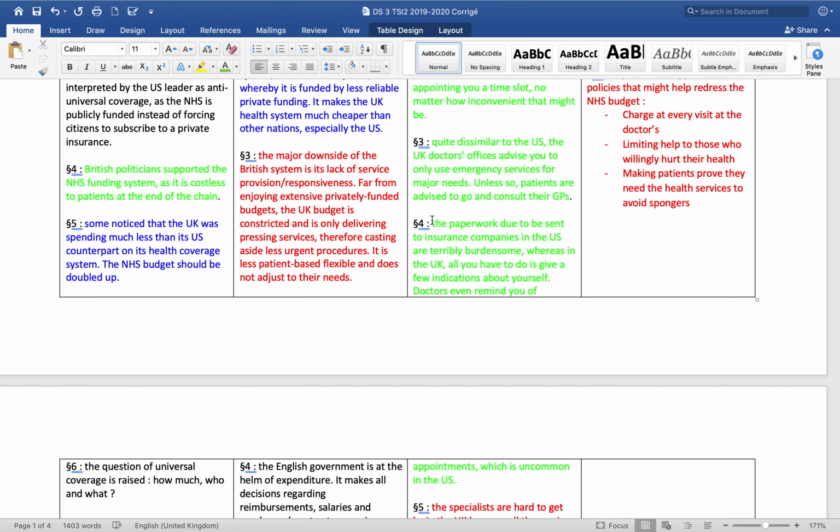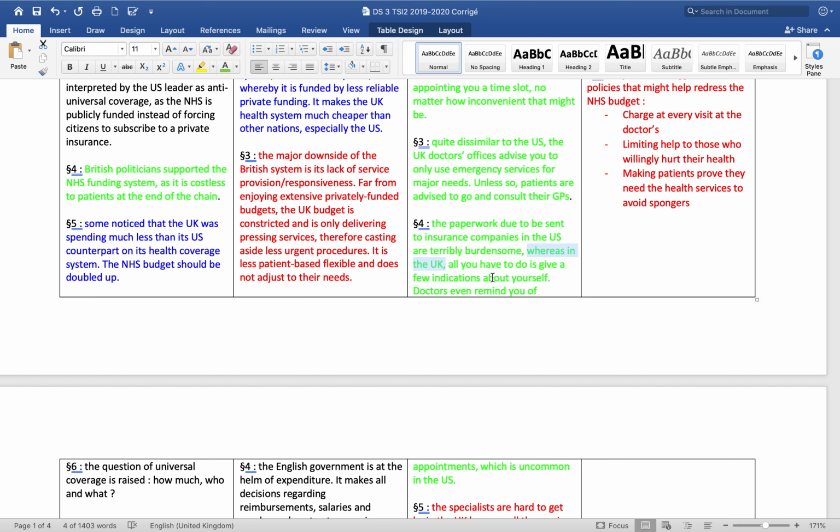Now, next paragraph. The paperwork due to be sent to insurance companies in the US is terribly burdensome. Burdensome means it's very inconvenient. So in the US, when you go to the doctor, if you want to be paid back for the consultation, it's very inconvenient. You have to send a lot of papers. It requires a lot of time. It discourages people from doing it. Whereas in the UK, all you have to do is give a few indications about yourself. Doctors even remind you of appointments, which is uncommon in the US.